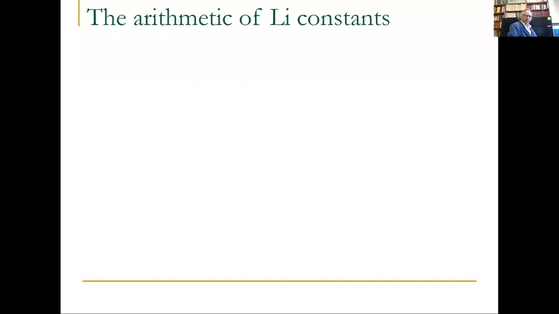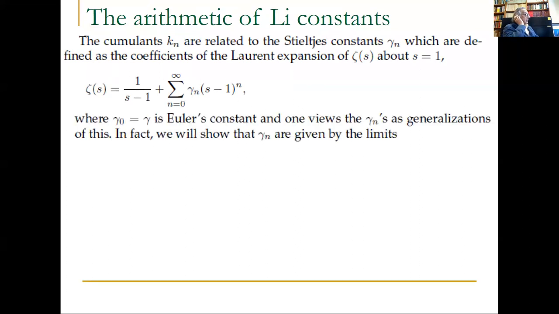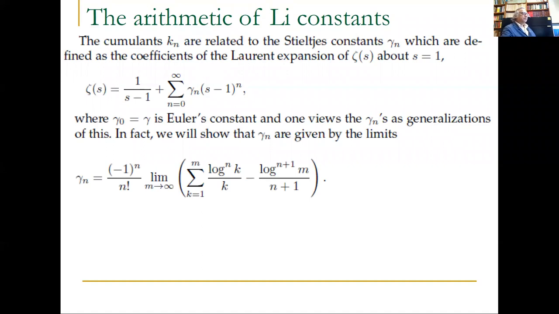So the Lie constants are interesting for other reasons. Forget the Riemann hypothesis. They're interesting for other reasons in their own right, and the arithmetic nature of the Lie constants is perhaps to be recollected. The cumulants k sub n are related to the Stieltjes constants, gamma sub n, which are defined as the coefficients of the Laurent expansion of the Riemann zeta function at s equals one. So these are the Taylor coefficients or Laurent coefficients of zeta of s at s equals one. Gamma zero is the familiar Euler constant. The gamma sub n's are generalizations of this; in fact, we'll show that gamma sub n is given by these limits, basically minus one to the n over n factorial times these limits, generalized Euler constants. These numbers are interesting in their own right and perhaps should be studied for other reasons as well. This was first proved by Chawla and Briggs in 1955, that the gamma sub n's are given by this nice, neat little formula.